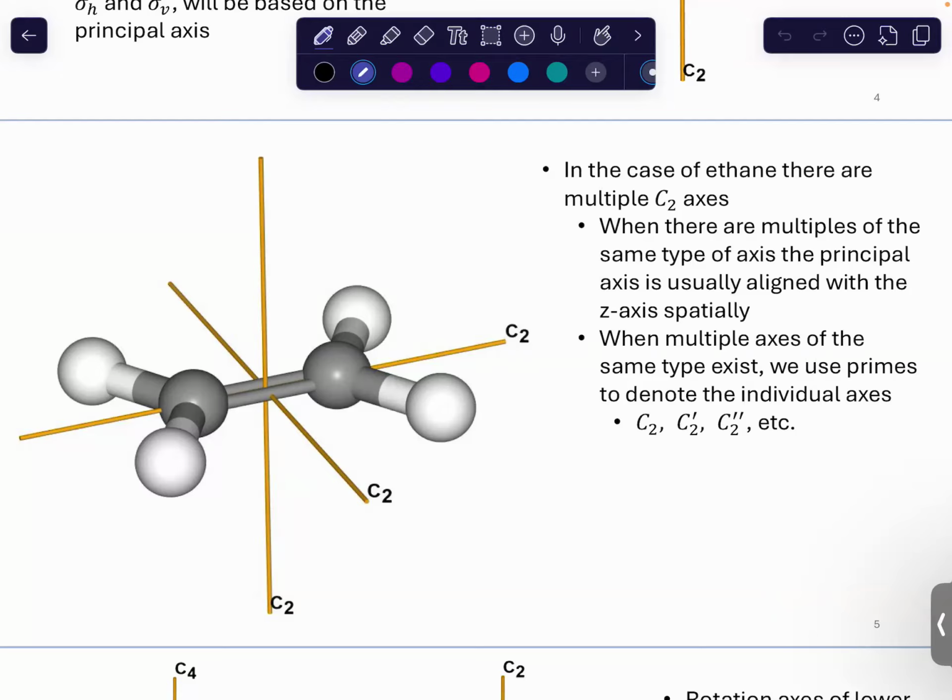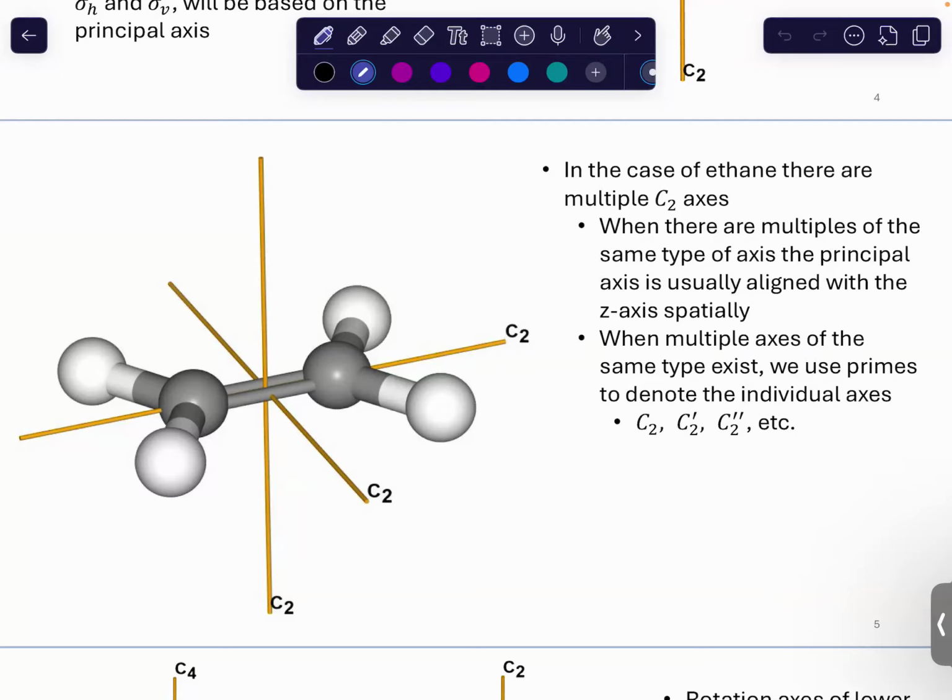So if you're wondering which one is the principal axis, you want to figure out how the molecule is oriented in X, Y, Z, not just randomly, but commonly. Your principal axis is usually going to be oriented along that Z axis. Otherwise, your principal axis is the C axis, the rotation axis with the highest value of n. So if I had C2s and then a C4, the C4 would be the principal axis.